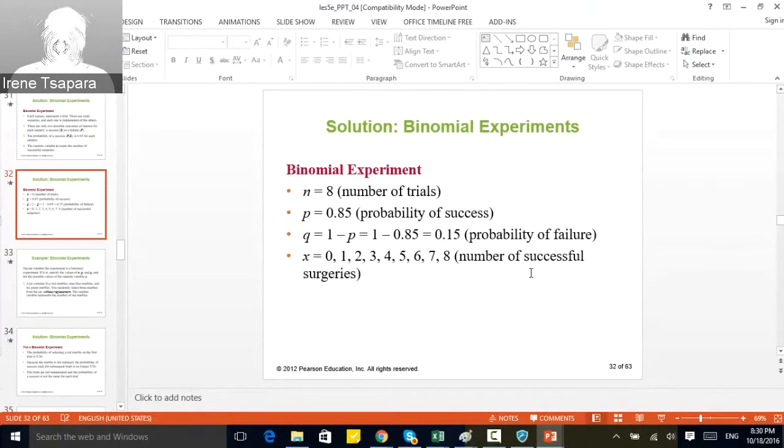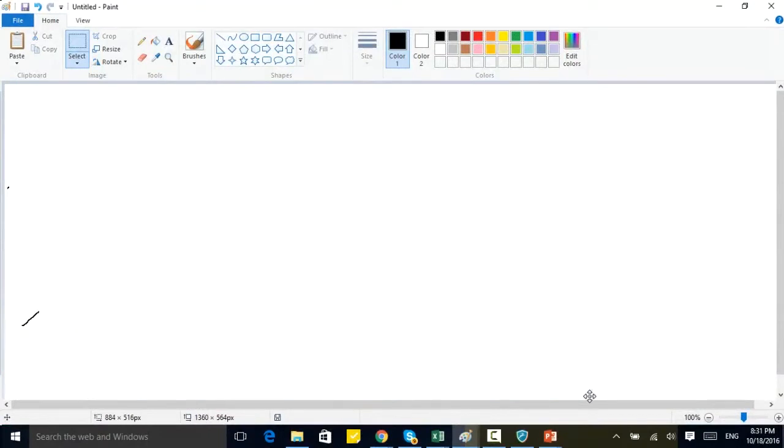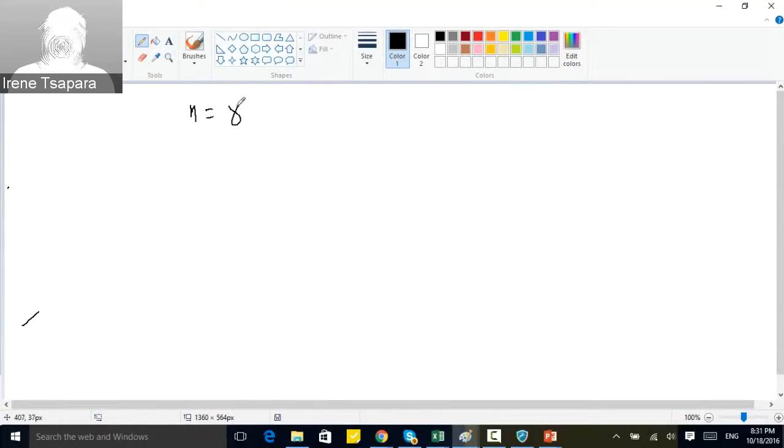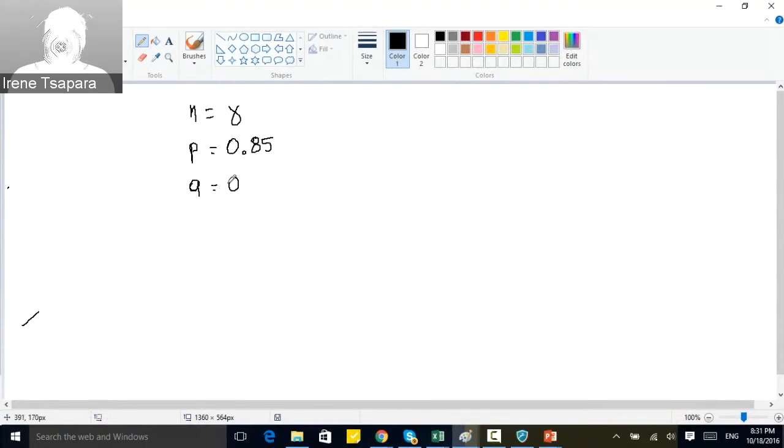And then you can calculate the probability for all the different values of the random variable. So for example, for the specific problem that you have right here, for n equals 8 surgeries, for p equals 0.85, and for q equals 0.15, you may want to calculate the probability for specifically 3 surgeries to be successful in a day for the specific doctor.